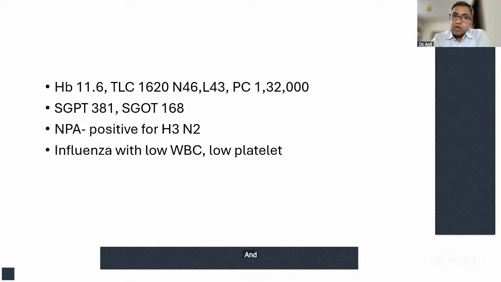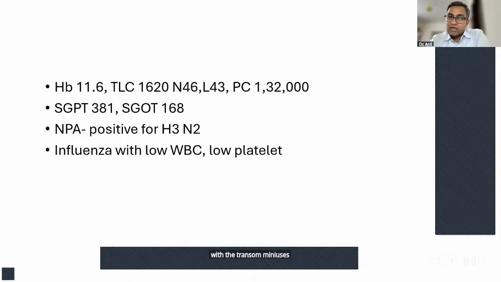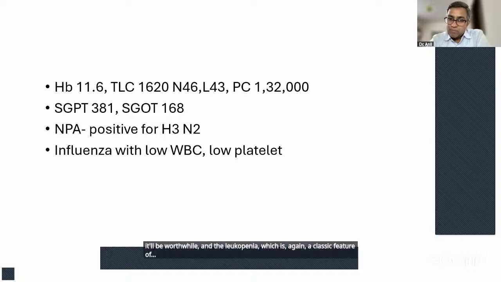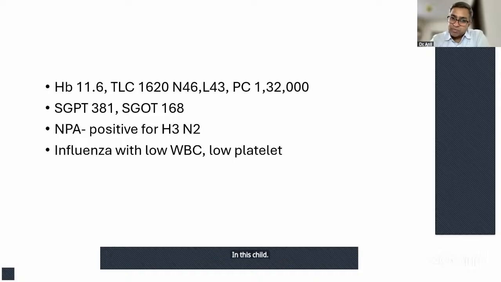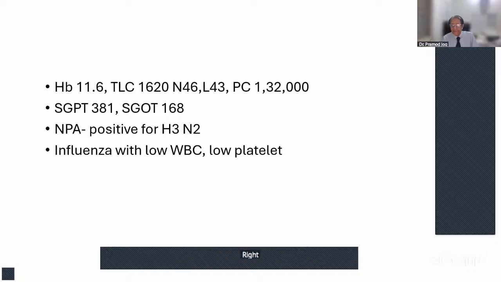One small thing we need to remember is our old friend dengue, which may still be around, and it can present as a coexisting infection. With the transaminases being a little high, the platelets low, and the leukopenia, which is again a classic feature of dengue, it will be worthwhile to screen for dengue fever also in this child. Predominantly it's a respiratory case, but we should not forget dengue fever in the monsoon season. Right. That's very important.